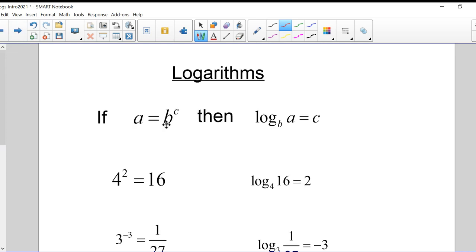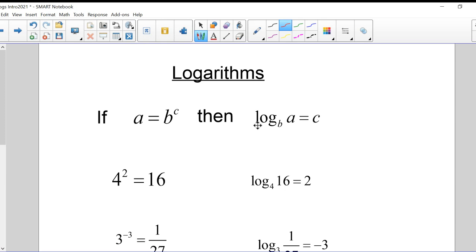If a is equal to b to the power of c, if that's your exponential function, then the way... and by the way, let's make sure that everybody is hearing me fine. Can you all hear me, please? Let me just check in with the room on this. Okay, great.